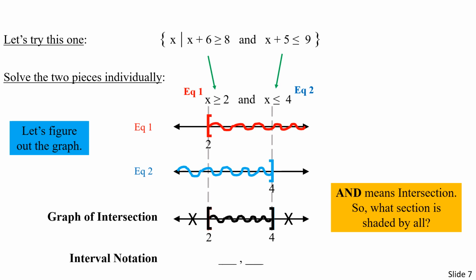And if I wrote it in interval notation, pretty straightforward once you get the graph. The left edge is 2, the right edge is 4. The left edge gets a bracket and the right edge gets a bracket.